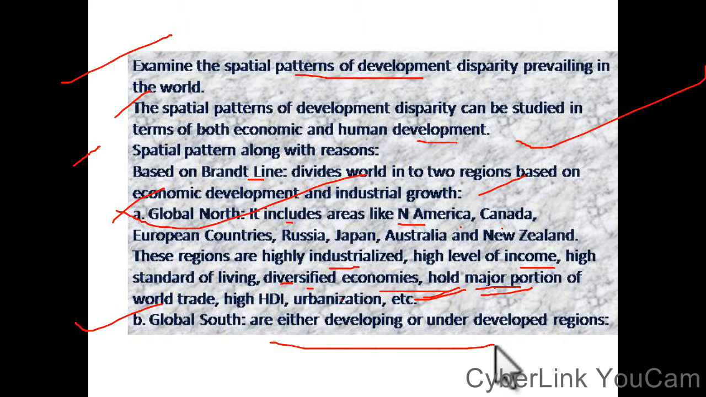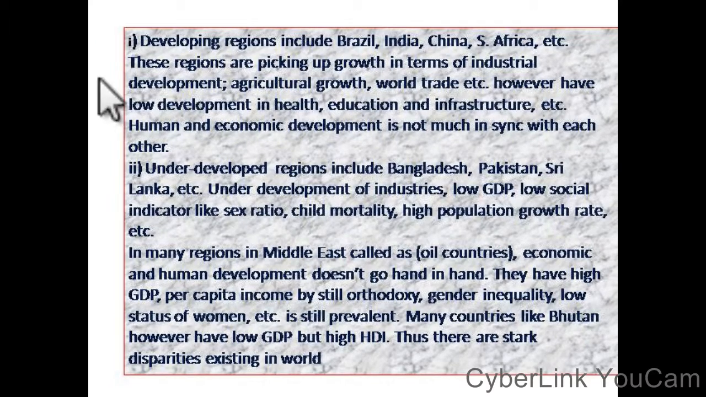Global South: developing and underdeveloped regions. Developing regions include Brazil, India, China, South Africa. These regions are picking up growth in terms of industrial development, agricultural growth, world trade, etc. However, they have low development in health, education, infrastructure, and human and economic development are not much in sync with each other. Underdeveloped regions include Bangladesh, Pakistan, Sri Lanka, etc. They have a lack of development of industries, low GDP, and poor social indicators like sex ratio, child mortality, and high population growth rate.